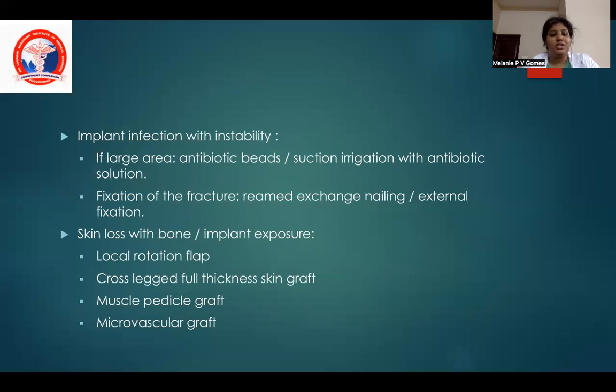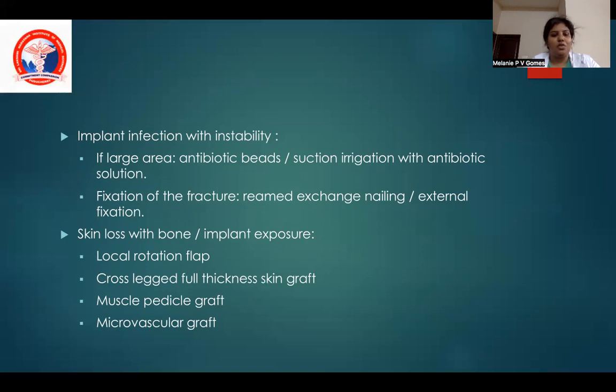Implant infection with instability as demonstrated by mobility at fracture site, swelling, inability to bear weight in that limb, with loosening of fixation and X-ray needs removal of implant and debridement. If large area of bone is involved, antibiotic beads or suction irrigation with antibiotic solution can be used. Fixation of the fracture can be done either by reamed exchange nailing or by external fixation.